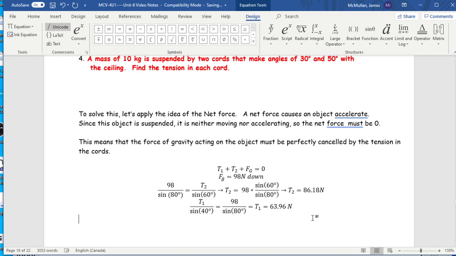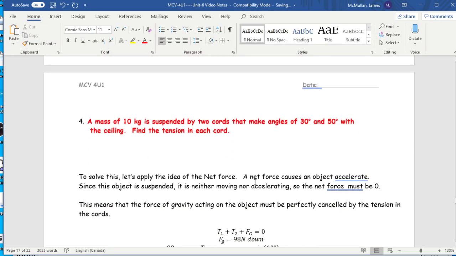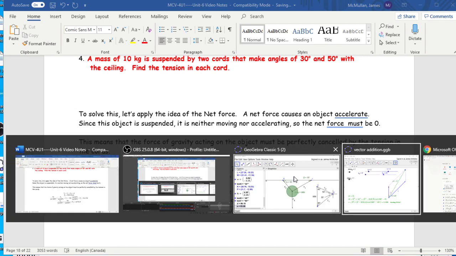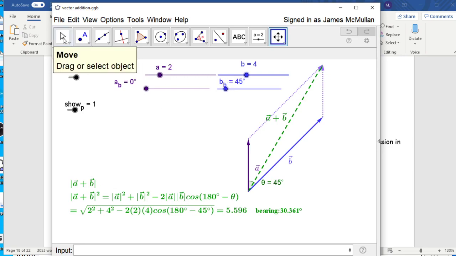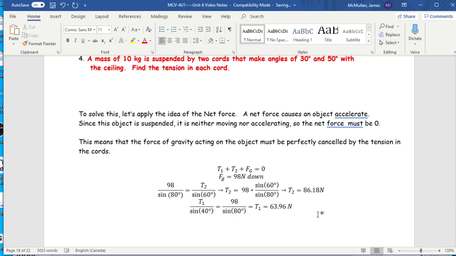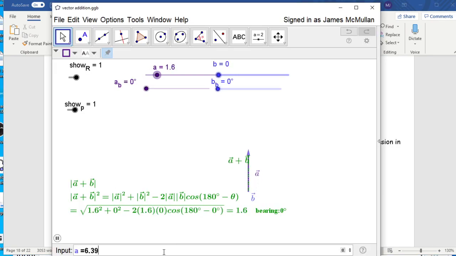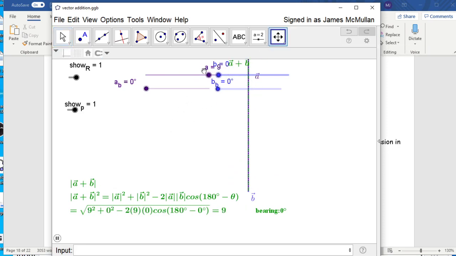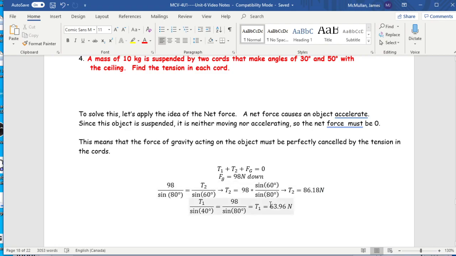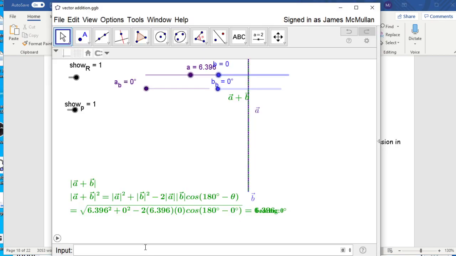Now, how do I know if I did this right? I'm claiming that one chord has a tension of 86, one chord has a tension of 63.96. I'm going to go back to my vector addition applet. So let's enter the numbers that I think are the answer. A equals 6.396, that was my value for A. B is 8.618. Those are my two vectors.